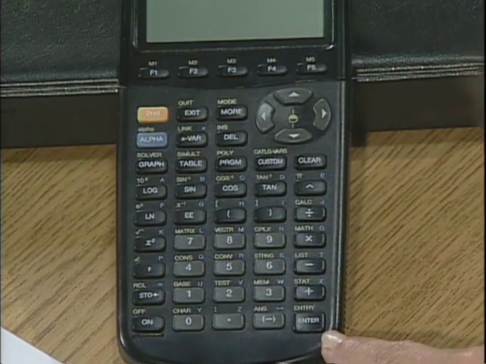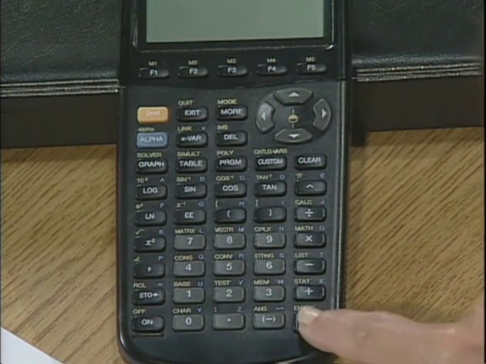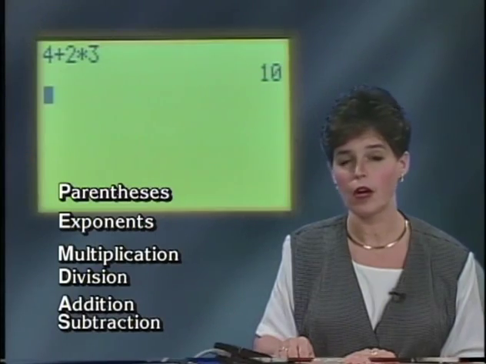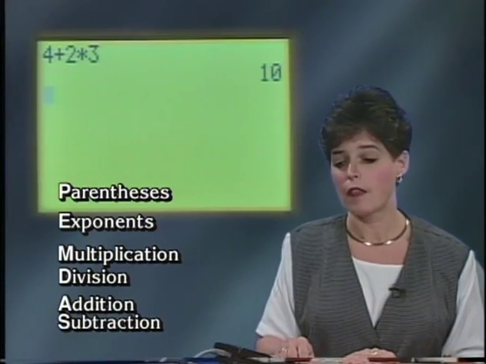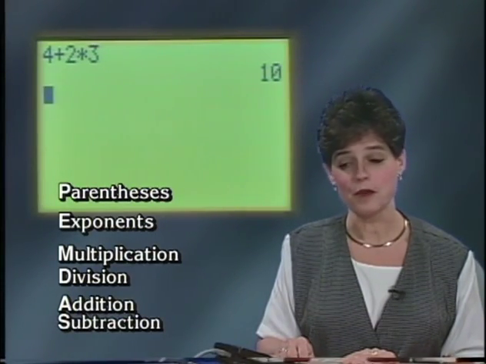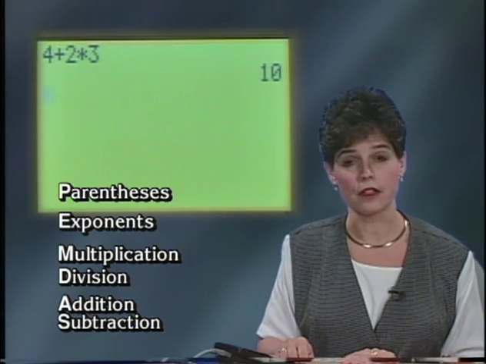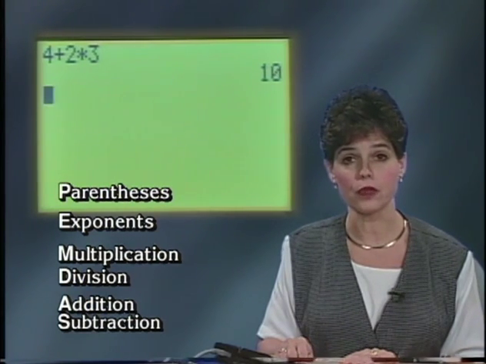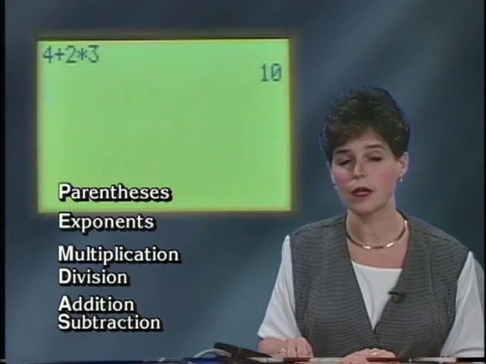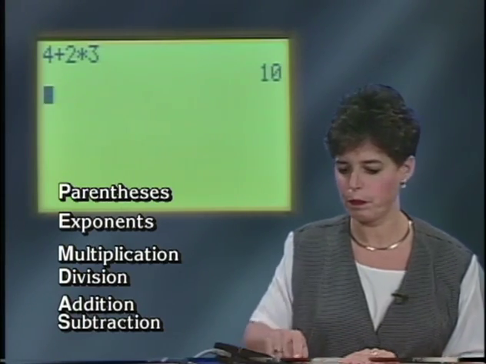The enter key is down here on the lower right of your keyboard. Okay, we got 10. That would mean that 2 was multiplied times 3 and then 4 was added to it. So the order of operations was just as we expected. Let's type in another problem.